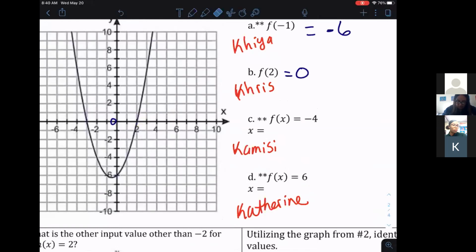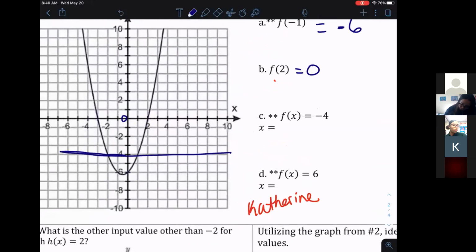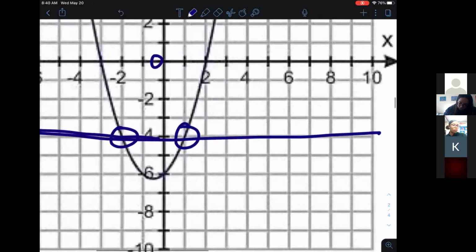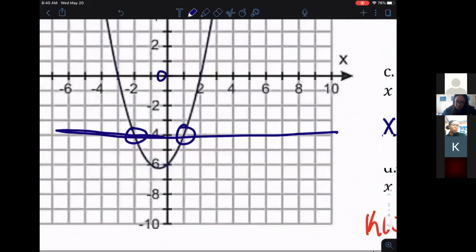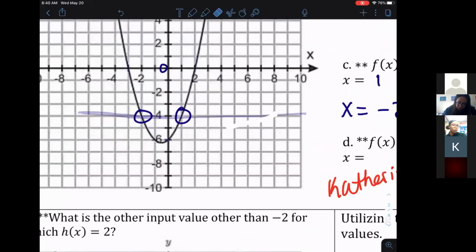Kamisi, if f of x is -4, what are your x values? My x values will be 1 and -2. Beautiful. X is 1 and x is -2. Take a second to look at the screen if you're confused as to why. That straight line I drew is through y equals -4. We have 2 answers, 2 points where this happens. Great job, Kamisi. And go ahead and capture that if you need to.